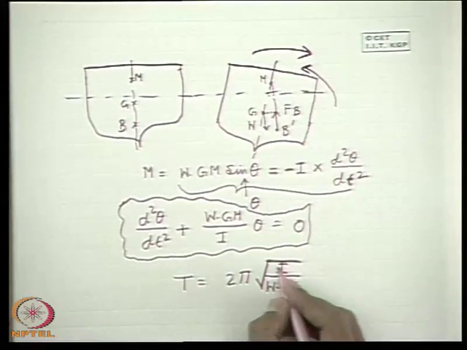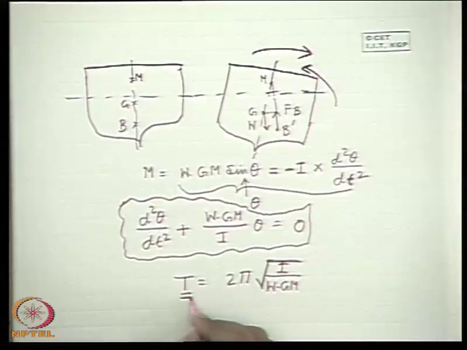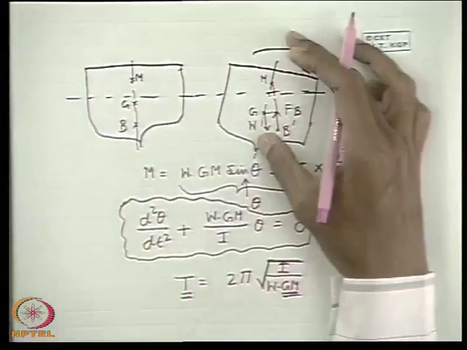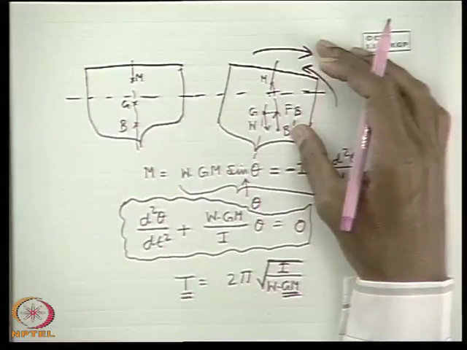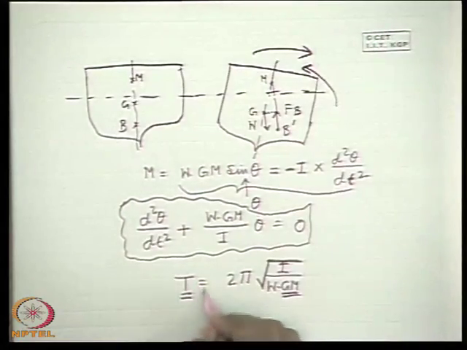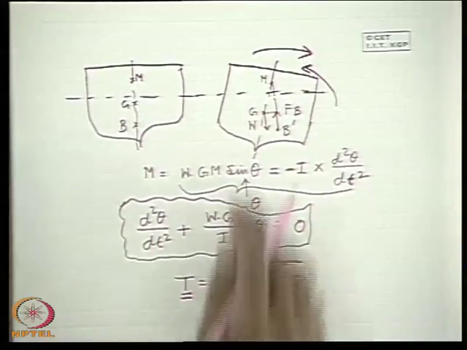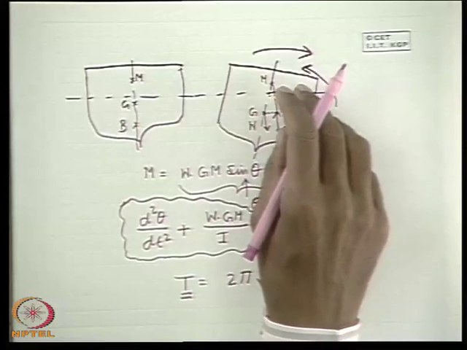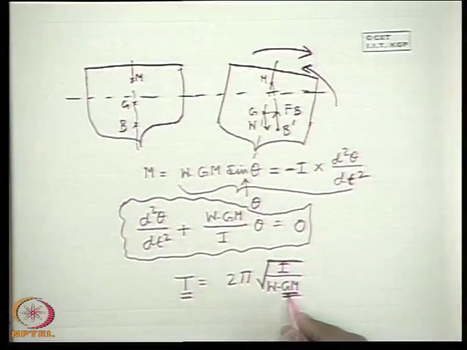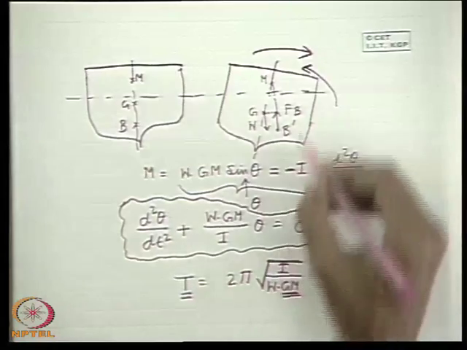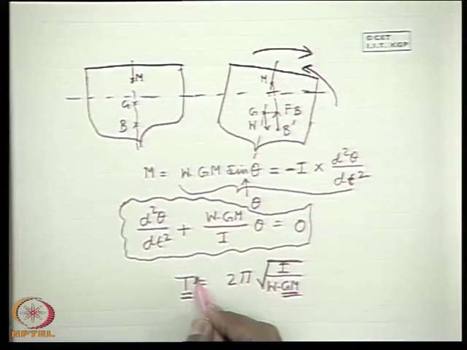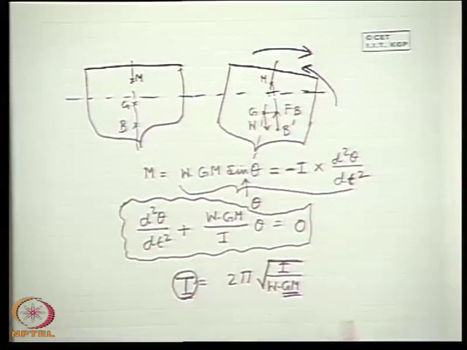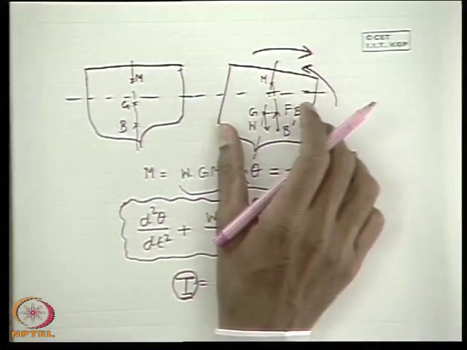One very interesting thing comes out from this: the time period of roll is inversely proportional to the metacentric height. That means if we make the metacentric height big, which gives a better chance of stability, then the time period will be very small. And a very small time period means rolling will be fast, which can cause discomfort to the passengers. So in ships carrying passengers, sometimes the metacentric height is made relatively low, at a little sacrifice of stability, to increase the time period. That means for better comfort, the time period is increased.